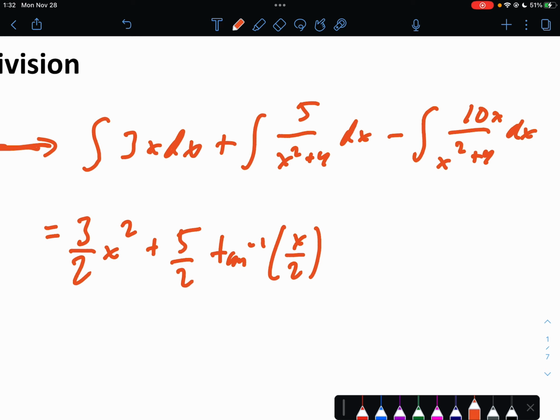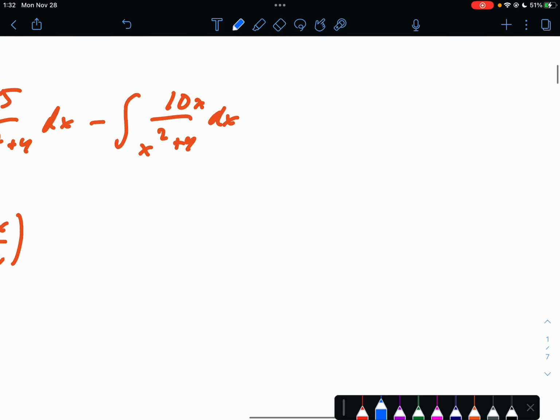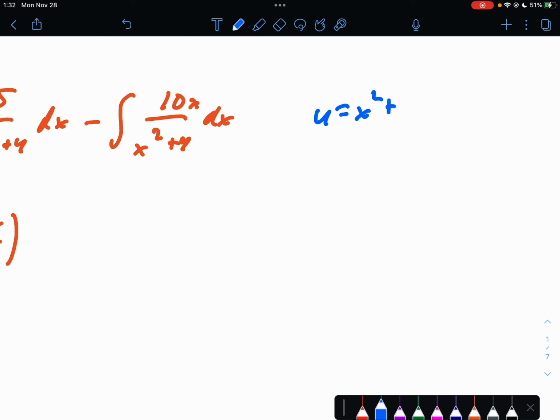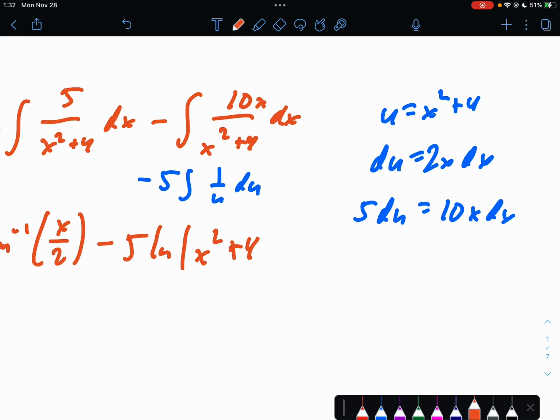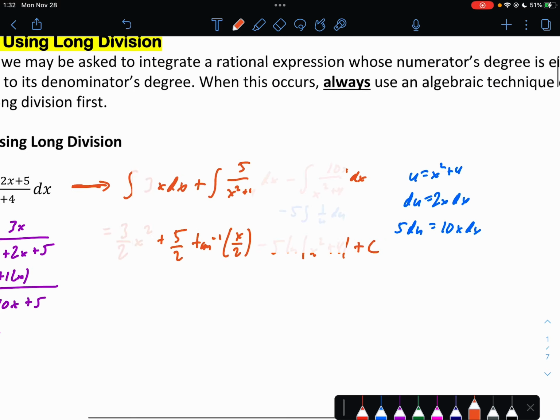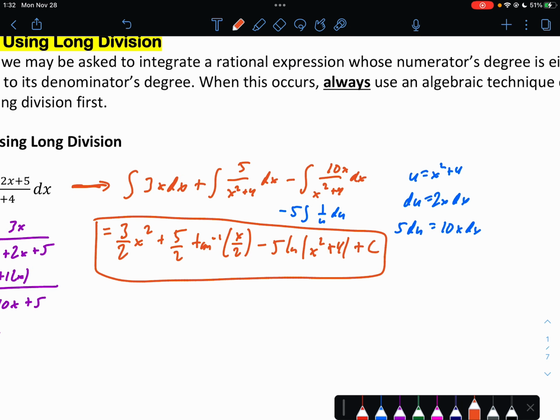And the last one there, if we do some substitution off to the side, then 5 du would equal 10x dx. So I can write this as minus 5 integral 1 over u du. So it's just minus 5 ln absolute value x squared plus 4, plus c. And that's our final answer.